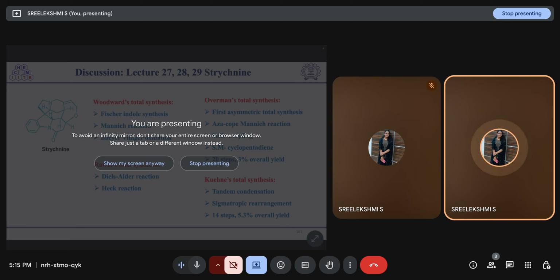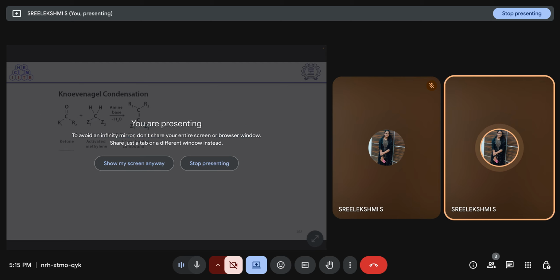Okay, now moving ahead. So now we will see the mechanism of some of the reactions which I have mentioned while discussing the lecture contents. So the first one is Knoevenagel condensation. So here what is happening?